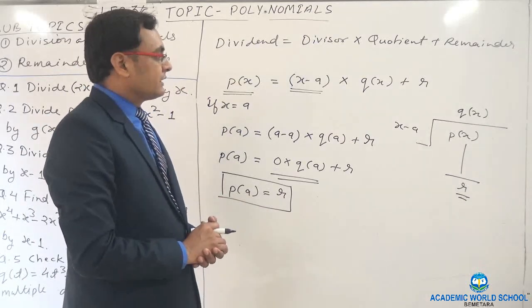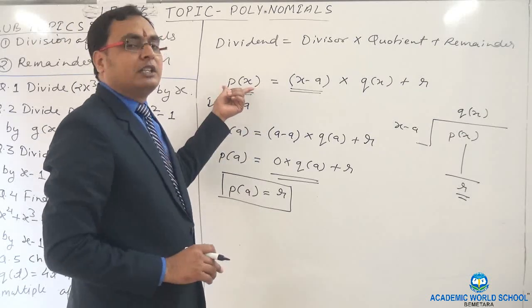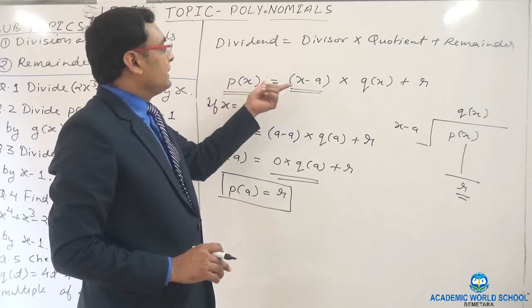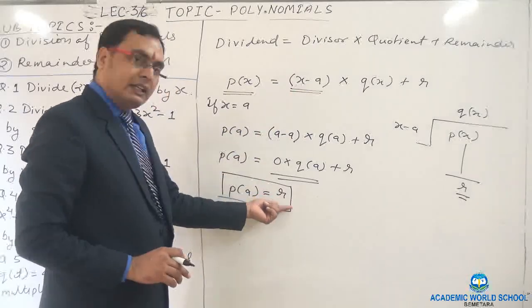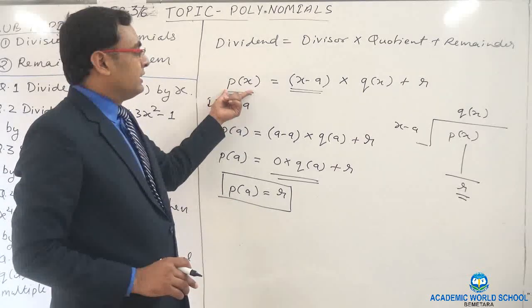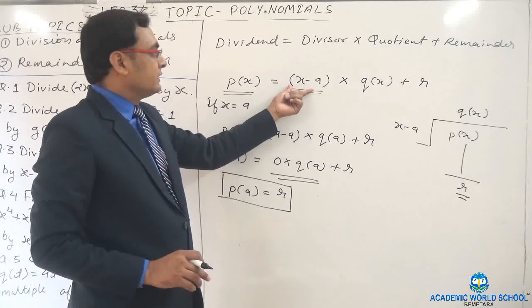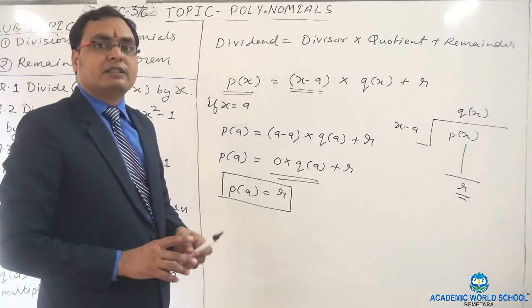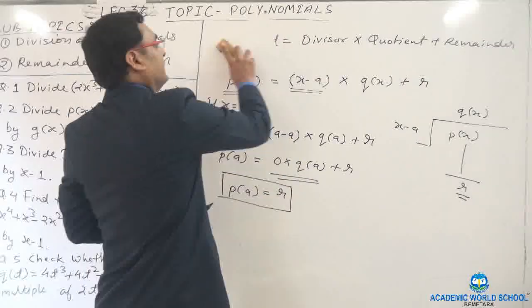Very easily you can understand here. When we divide a polynomial px by a linear polynomial x minus a, then the remainder is equal to pa. We need to remember this polynomial px has a degree equal to or greater than this divisor. Then only the division will be possible. So I am writing the statement here.